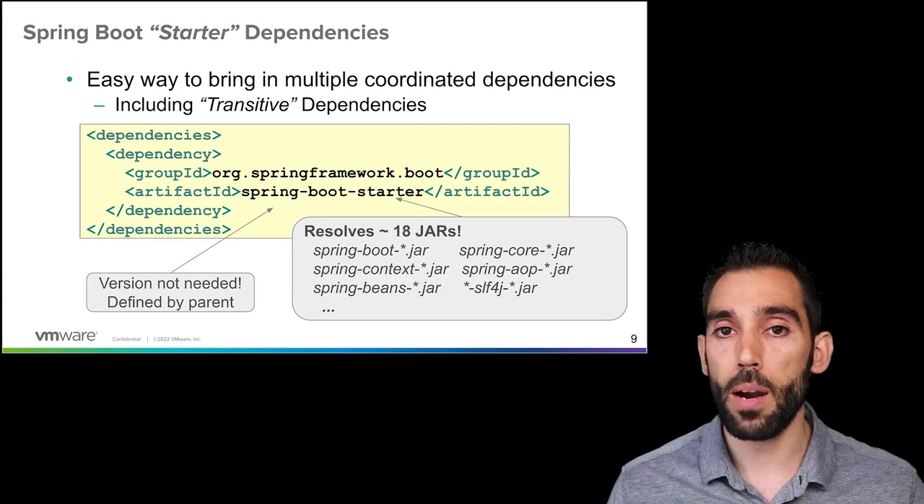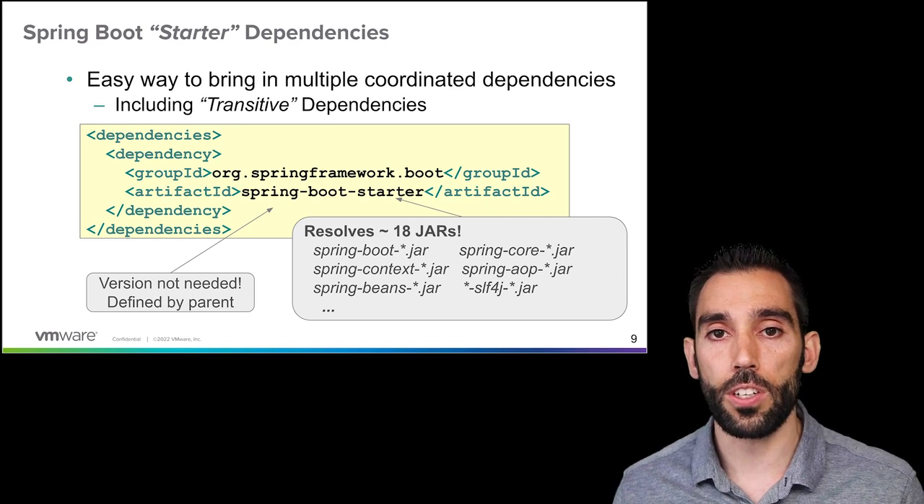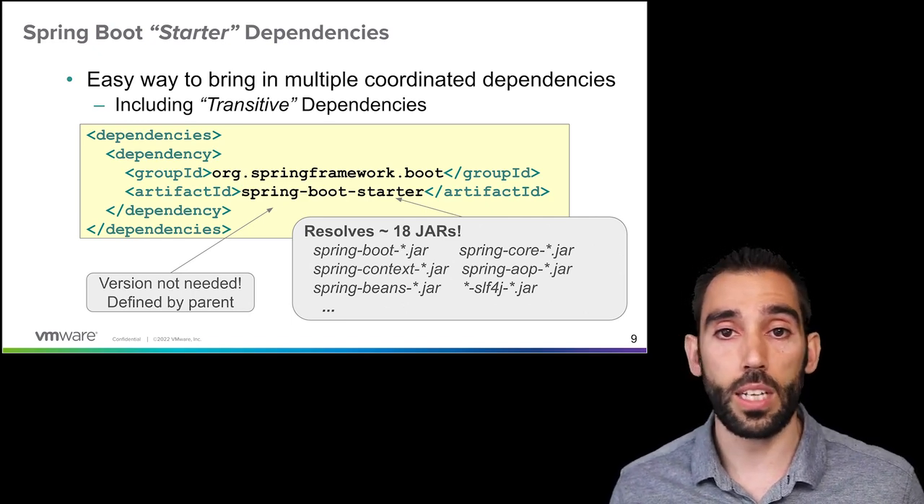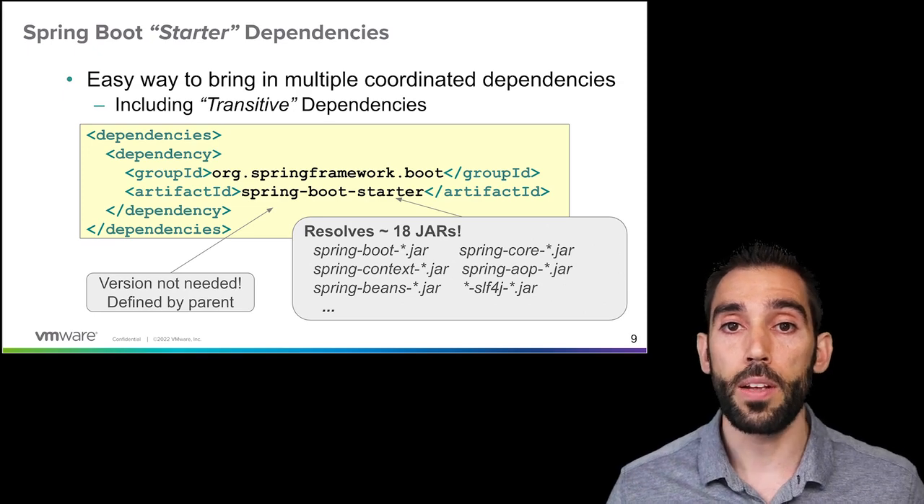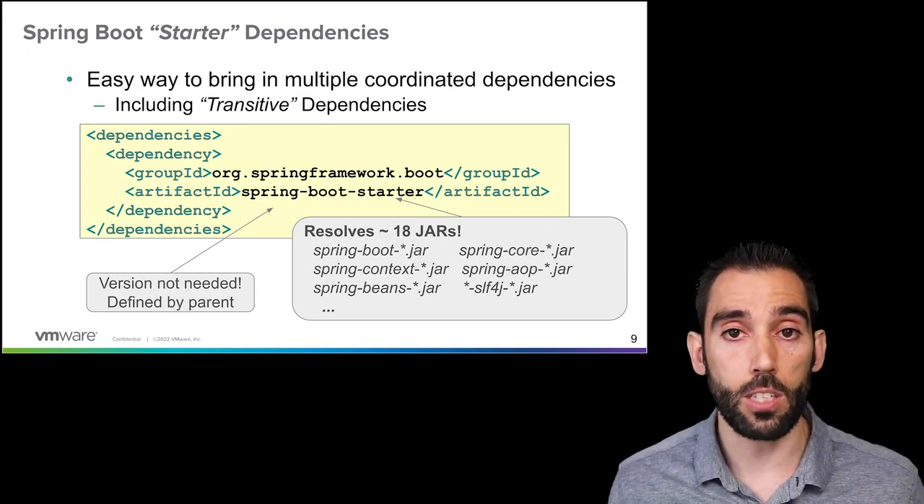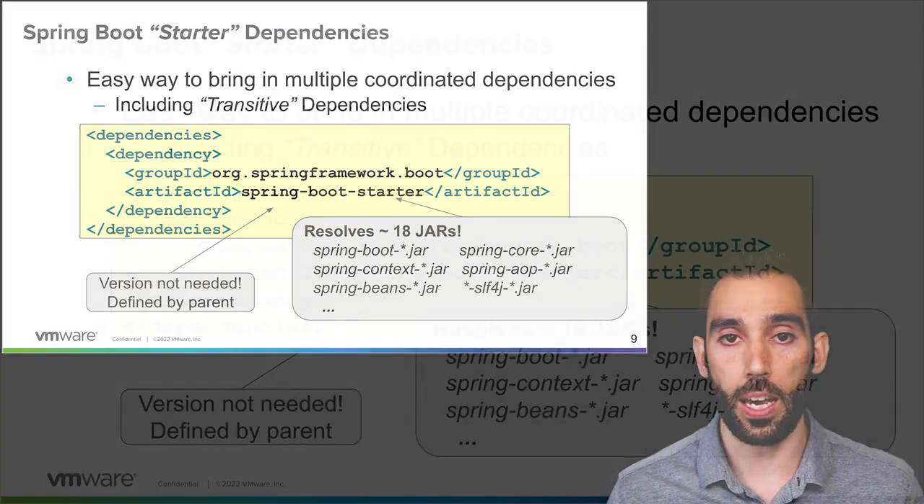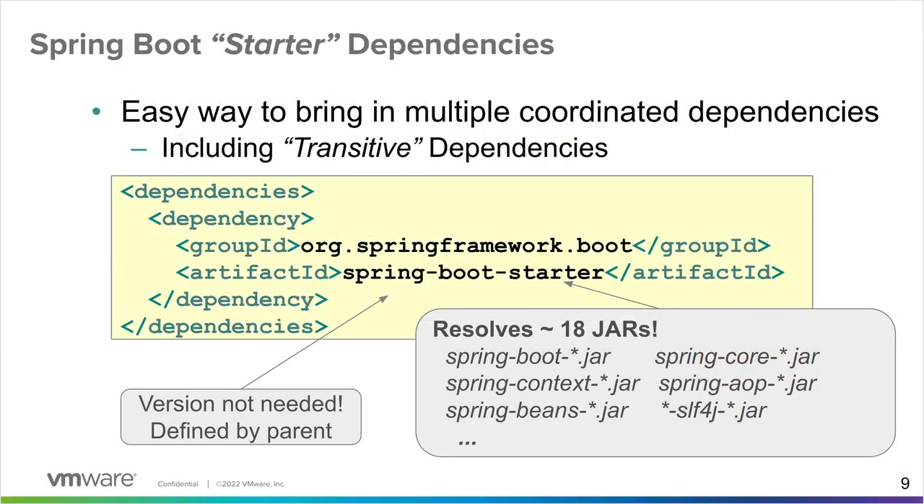Now, apart from the parent POM file, we'll be using the starter dependencies. These are nothing more than dependencies that have transitive dependencies, so they will pull into the classpath a group of dependencies required for a specific part of your application. This is the base Spring Boot starter. This will pull in everything you need to start with Spring Boot.